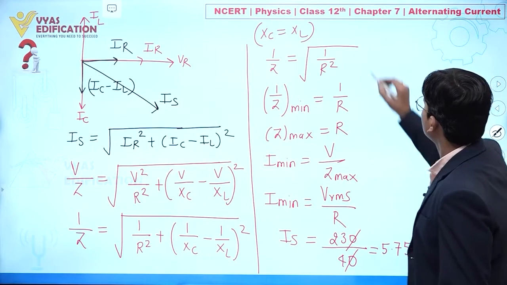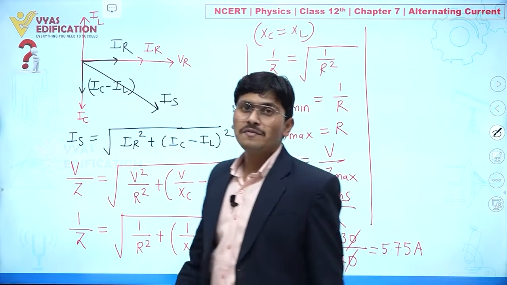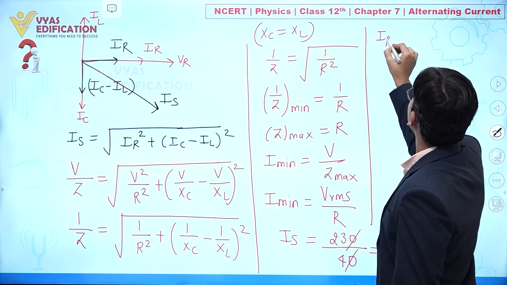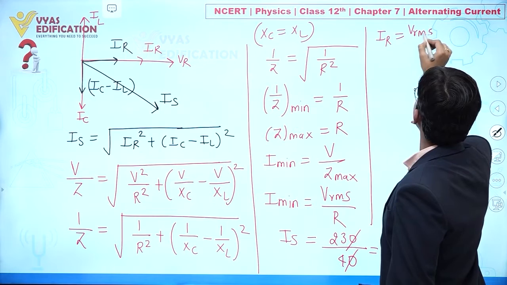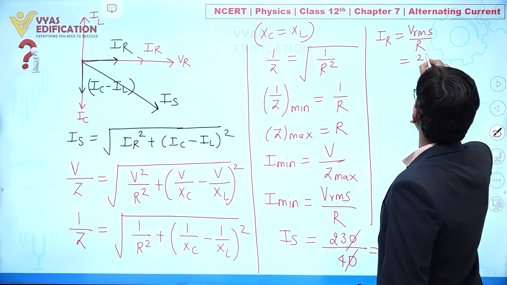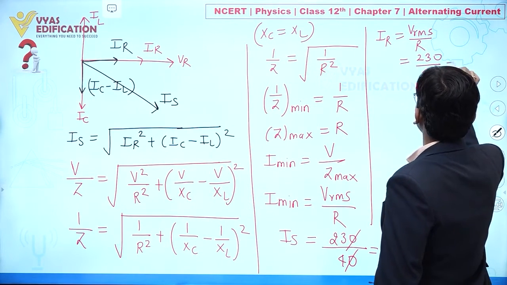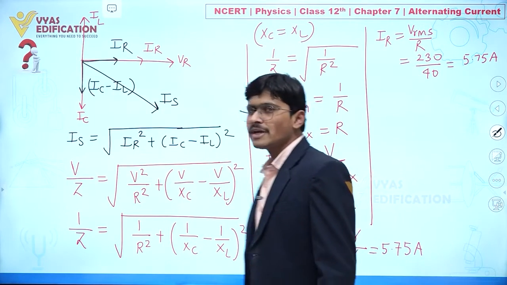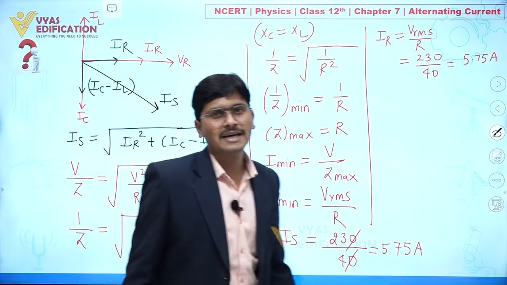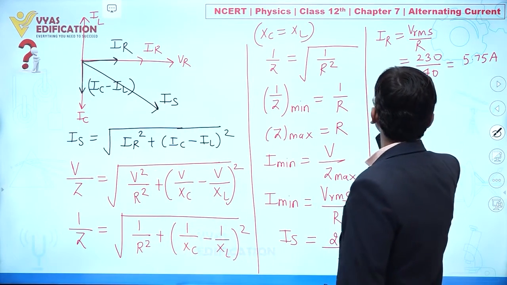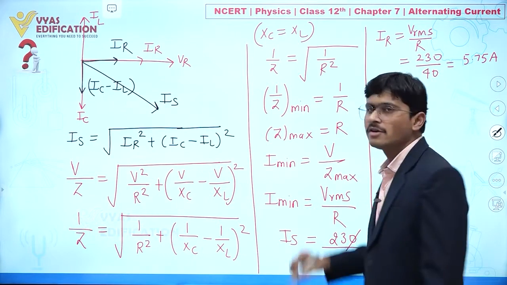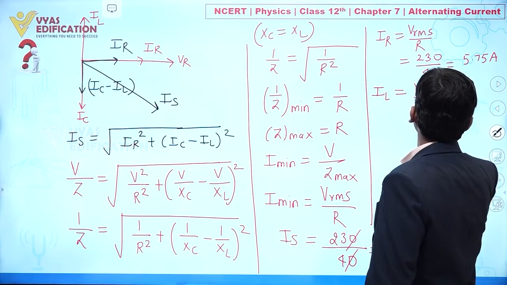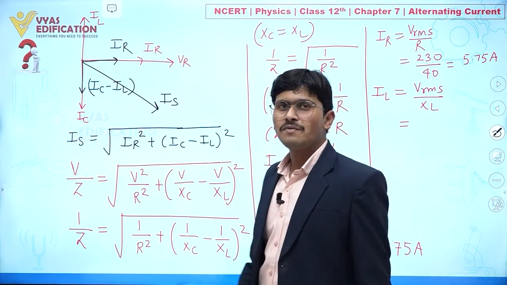But in this question our objective is to find the value of current in each component, clear. So we can write IR is given by V RMS divided by R, clear, equal to 230 divided by 40, you are getting the same value 5.75 ampere, clear. Now can I find the value of current in the inductor? Yes, we can write like this, the value of IL is given by V RMS divided by XL, clear. Now what is the value of V RMS?